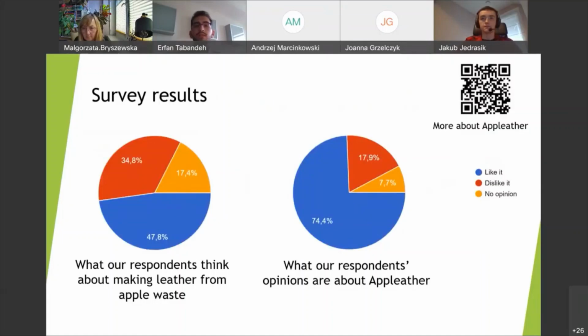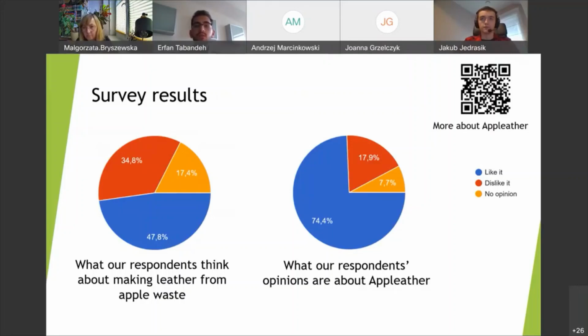At the beginning of the project, prior to getting Appleather, we conducted a survey to assess how people liked the idea of making leather from such materials. Nearly 50% of respondents expressed a positive opinion about it. Also, after obtaining our bioleather, we conducted another survey in which we presented the properties and pictures of Appleather, and this time over 74% of respondents said that they would use Appleather instead of real or other artificial leathers.